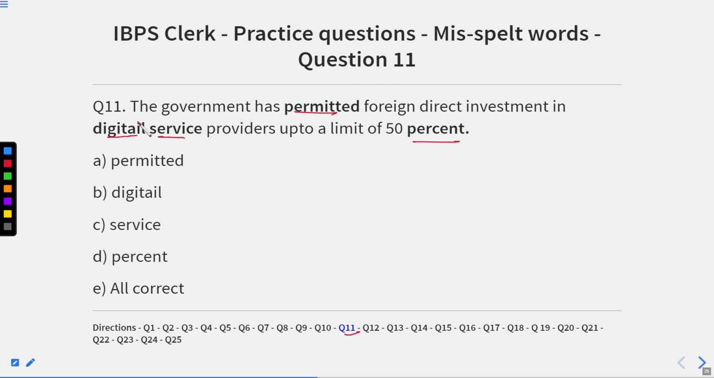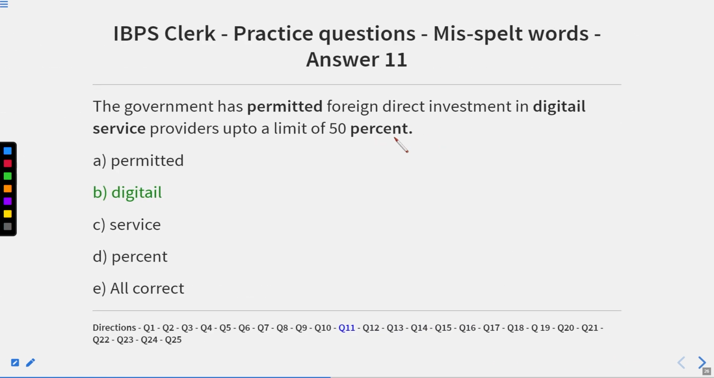And this is actually a participle over here. Digital, D-I-G-I-T-A-I-L. Now this is not digital, this is digital. So the spelling of digital is incorrect. Therefore our answer is B. Now let us move to another word, service, S-E-R-V-I-C-E. Absolutely correct. And after that we have the spelling of percent, P-E-R-C-E-N-T. This is also correct. So of course our answer is B, because its spelling is incorrect.